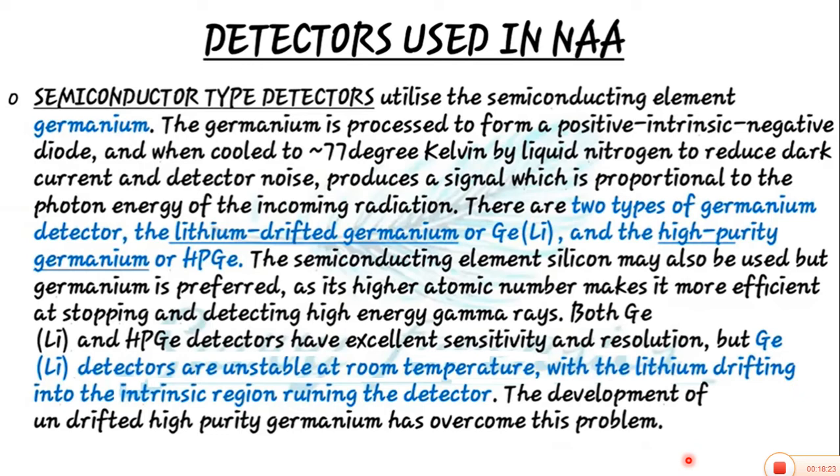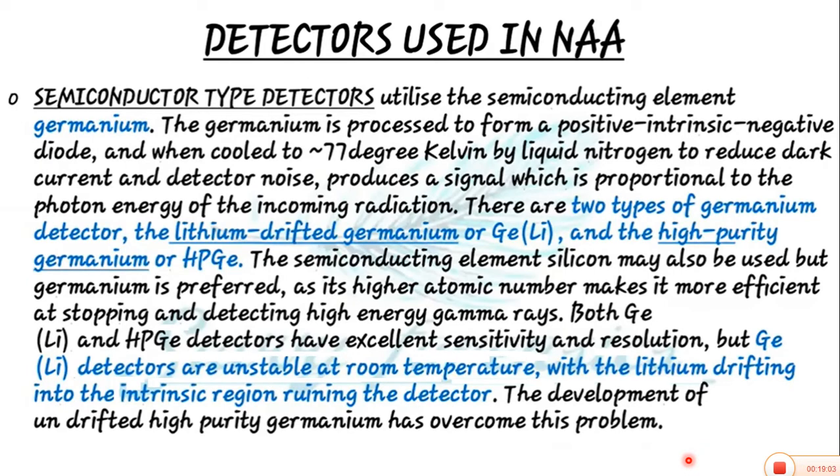The semiconducting element silicon may also be used, but germanium is preferred because it has better semiconductor properties compared to silicon. In silicon, the nucleus attracts more electrons toward itself as compared to germanium. So in germanium there is a good balance between the interaction of the electrons and the nucleus. Its higher atomic number also makes it more efficient at stopping and detecting high energy gamma rays.